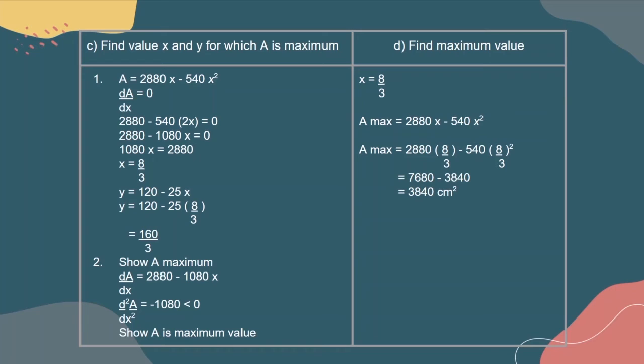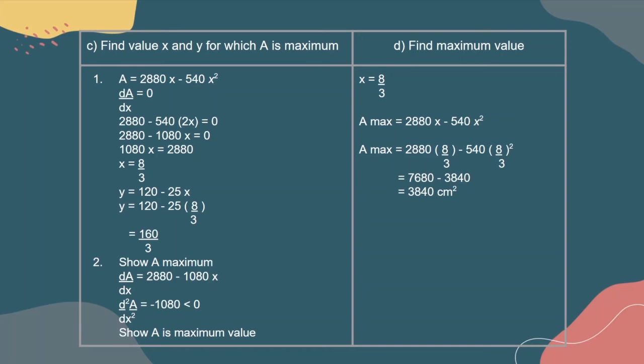2880x is actually x to the power of 1. We have to bring the power in front and minus the power by 1. That's why after we differentiate, we will get 2880. Negative 540x squared: 540 is a constant, so we just copy it. For x squared, we bring the power 2 in front and minus the power by 1, so we get 2x. We multiply 2x with 540, and we get 1080x.